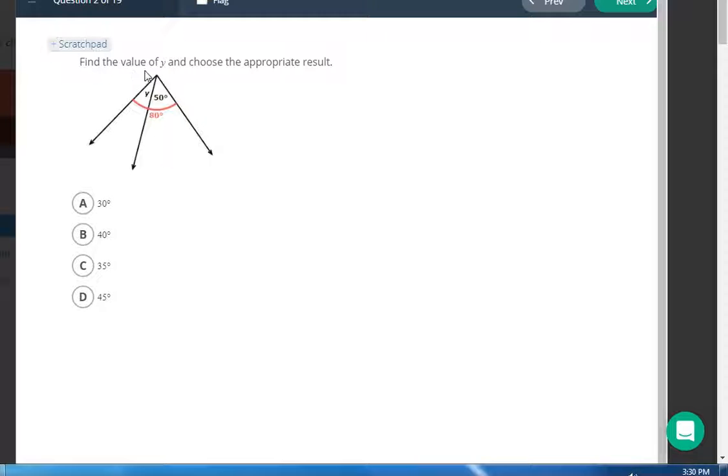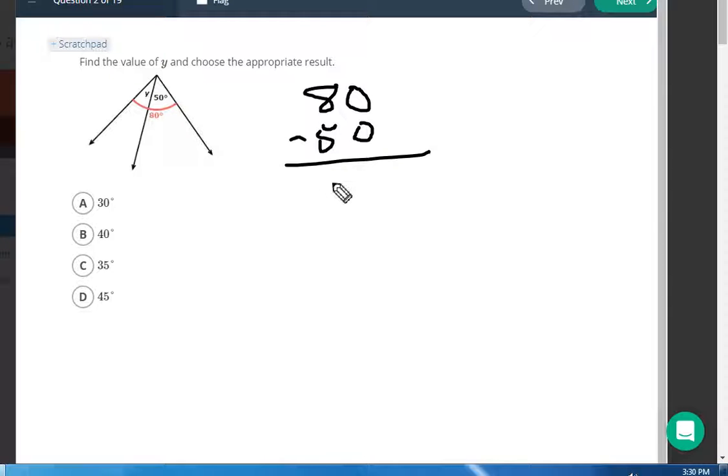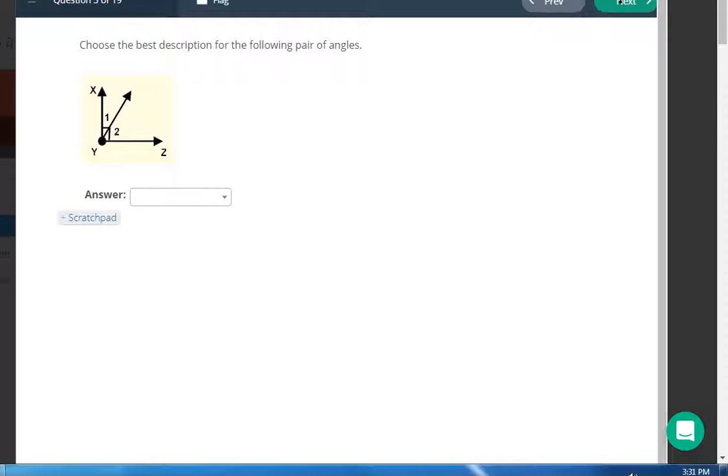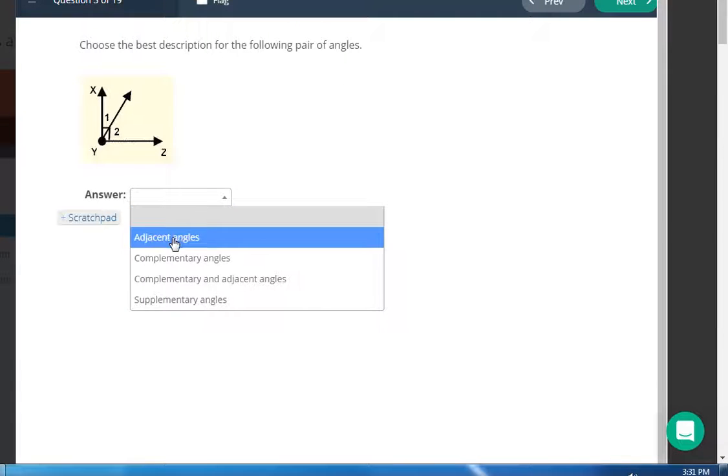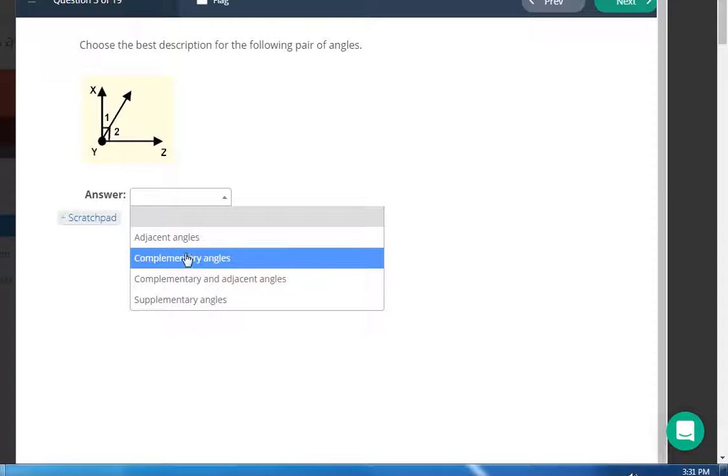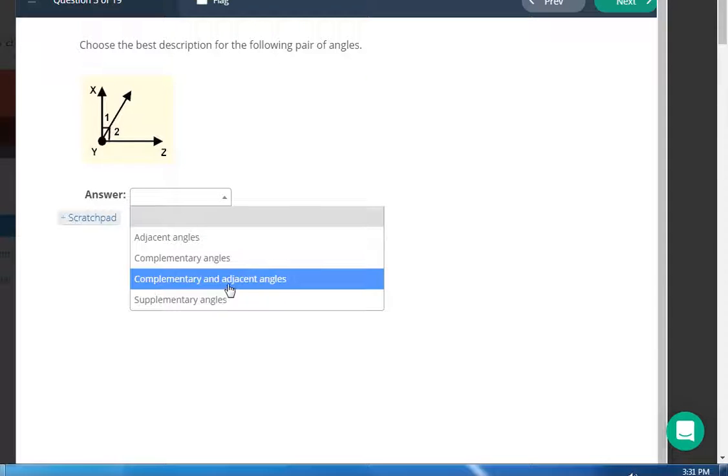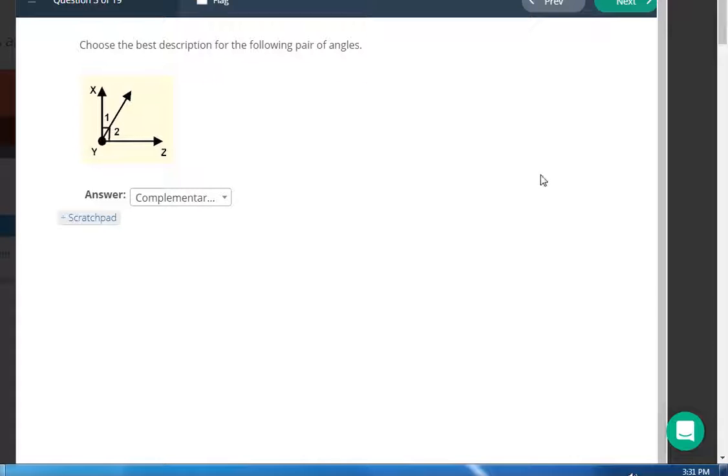It says find the value of the appropriate angle. Okay, so if we know that we have the whole thing equals 80 and this small piece is 50, sorry, that's a 5, we would subtract and we would have 30 degrees. Okay, moving along. Choose the best description of the pair of angles. We would have complementary, but we'd also have adjacent angles because they're directly next to each other.